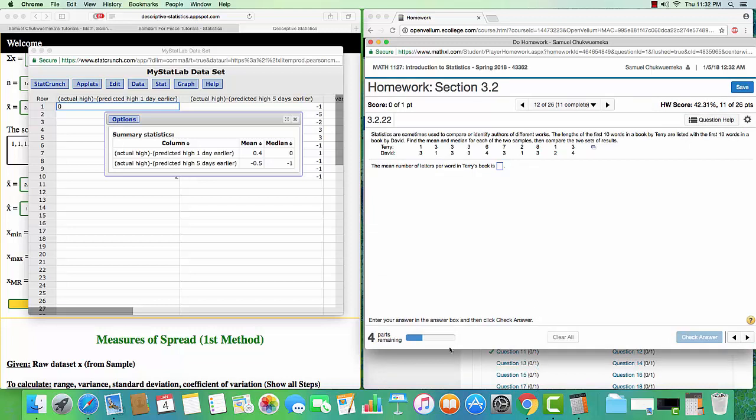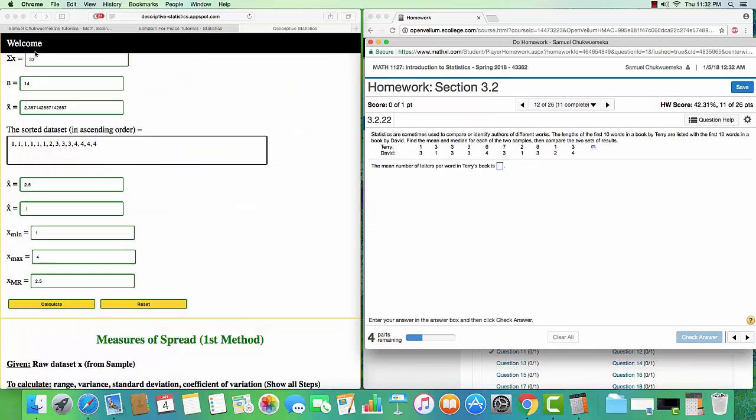Question 12. I know this is my turn, but I think it's too much to type. And it's for two people, Terry and David. So I think I will stay with StatCrunch for this one. Statistics are sometimes used to compare or identify authors of different works. The lengths of the first 10 words in a book by Terry are listed with the first 10 words in a book by David. Find the mean and median for each of the two samples, then compare the two sets of results.